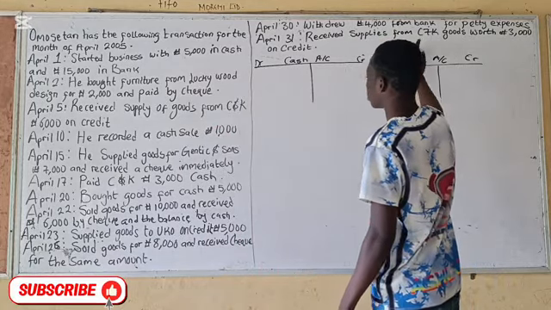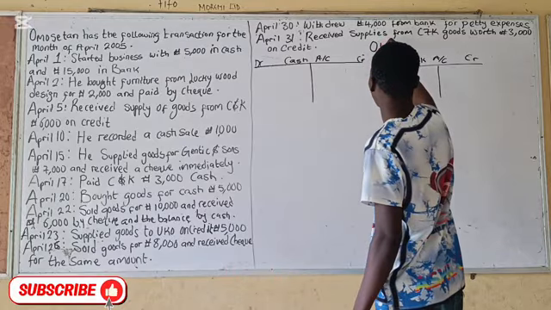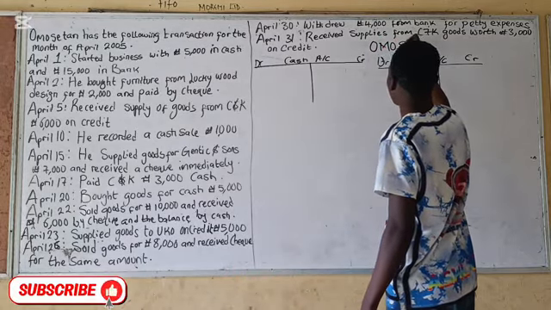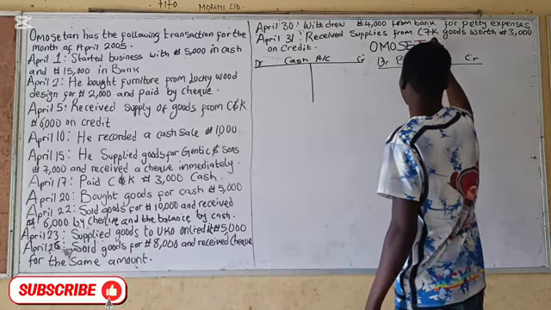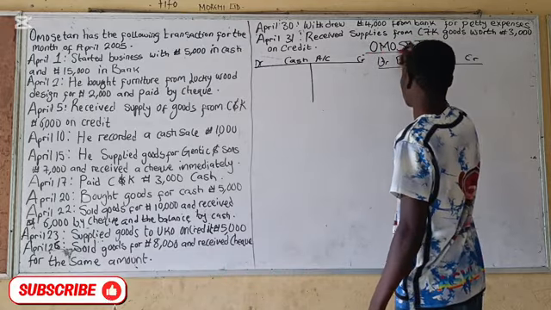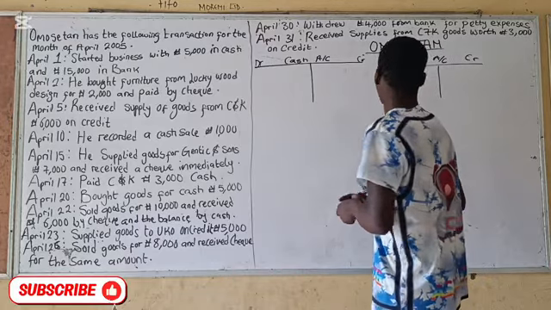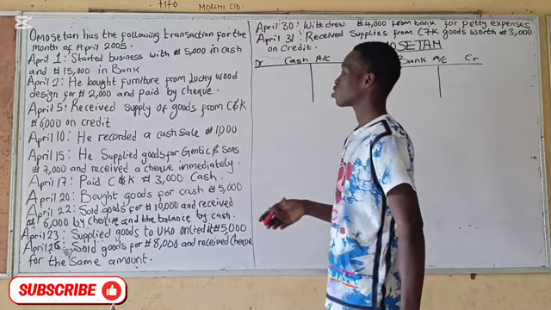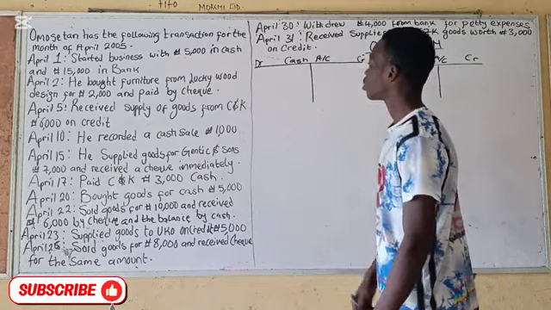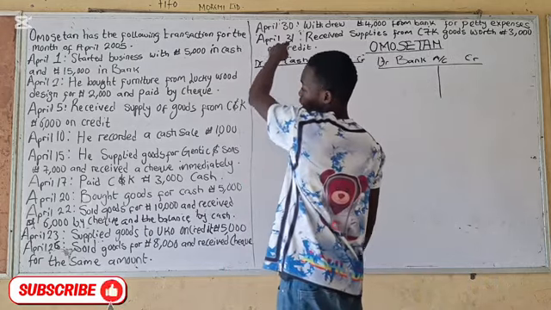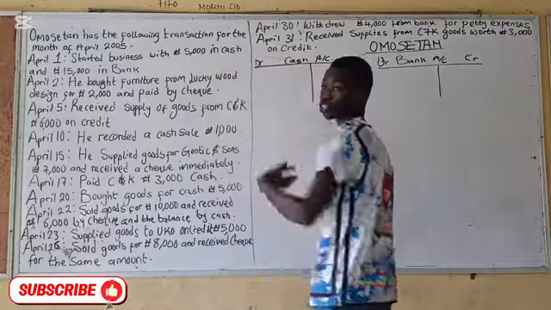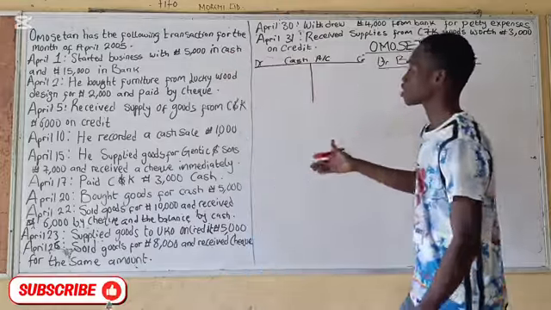Who owns the account? The person is Omo. Second, you are going to write the name of the person, and you are going to write it under ledger, preparation of ledger account as at 31st, which is the last date, April 2005. Now you start preparing your account.